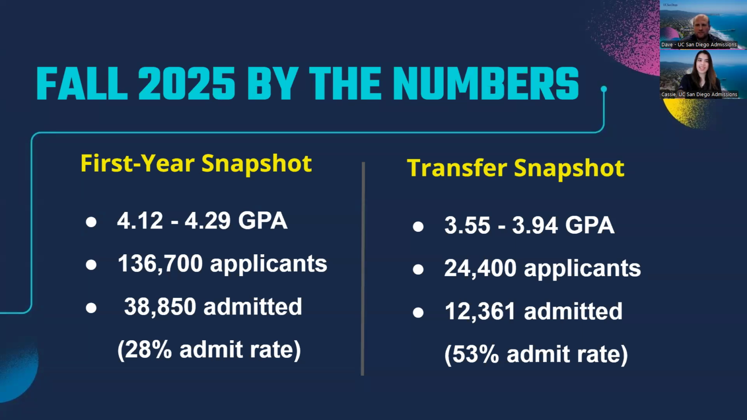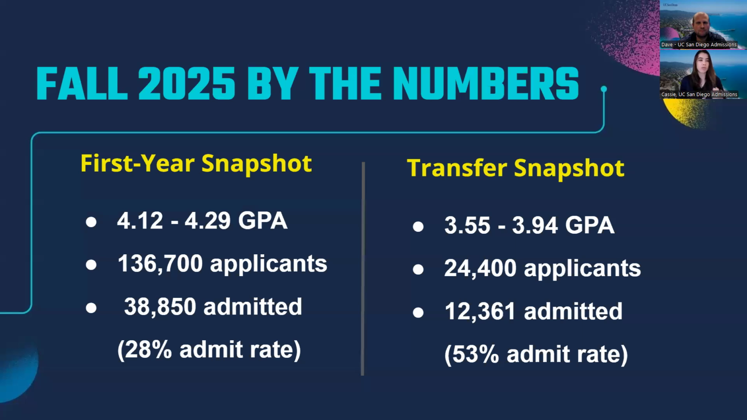applying? Yes. So when you're looking at those numbers there, the first big takeaway is that this is just kind of a baseline of the students that we admitted this past year. So as Dave was saying, we had over 136,000 applicants for our first year this past year, which is about 39,000 students that we admitted. It's a lot of students.